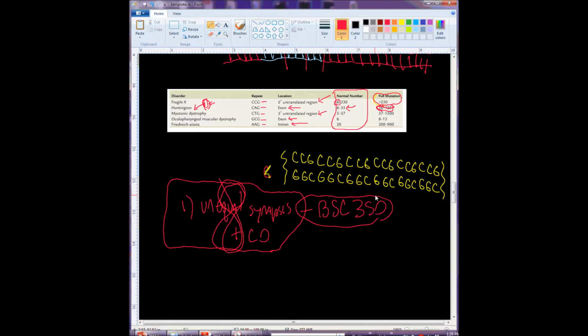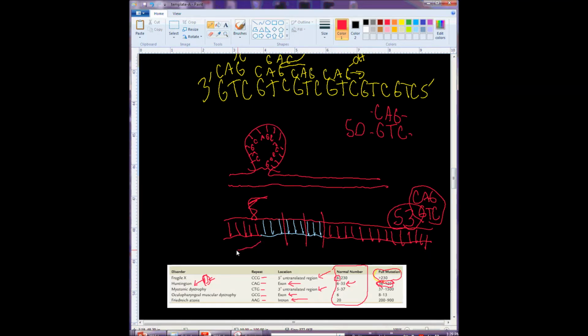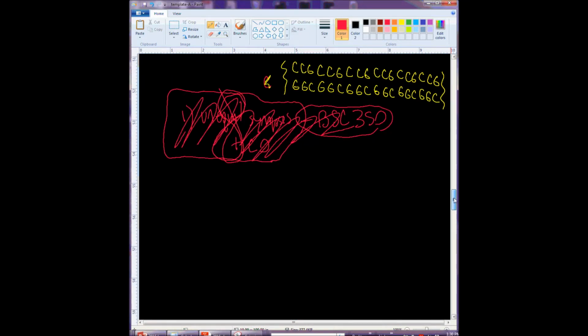And so what we need to do is present a simple sketch of each mechanism. We're not going to do the unequal synapsis and crossing over. We don't need to worry about that. And we've already sketched the replication slippage mechanism right here. So we're already done with this problem, or at least part A. So let's take a look at part B.